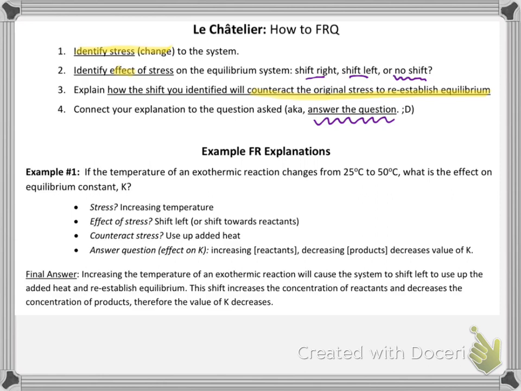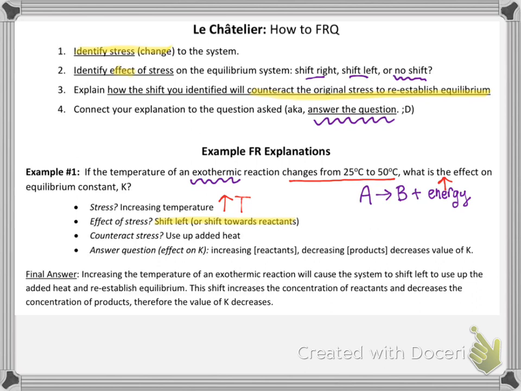In example number 1, the temperature of an exothermic reaction changes from 25 degrees Celsius to 50 degrees Celsius. Well, what's the effect on the equilibrium constant K? Well, hopefully you can tell, right? Our stress, the change, is that we are increasing the temperature. Notice that they specified we are looking at an exothermic reaction because this answer would be different if it was an endothermic reaction. Exothermic, exiting, heat is being produced, and so increasing the temperature is basically like increasing a product of the reaction. Le Chatelier says to undo that, we've got to shift away from the products towards reactants.